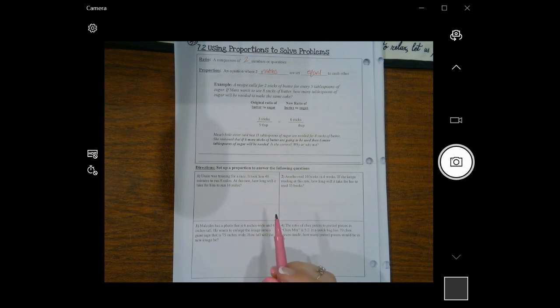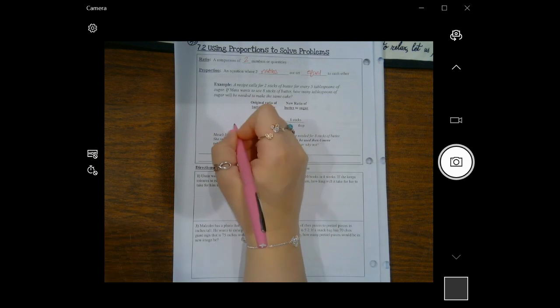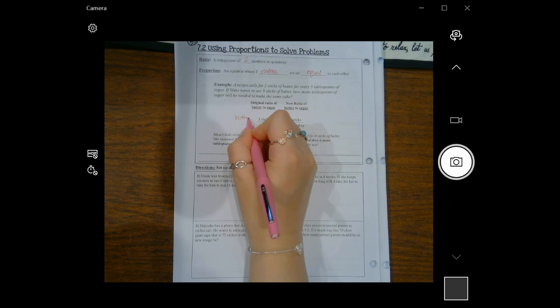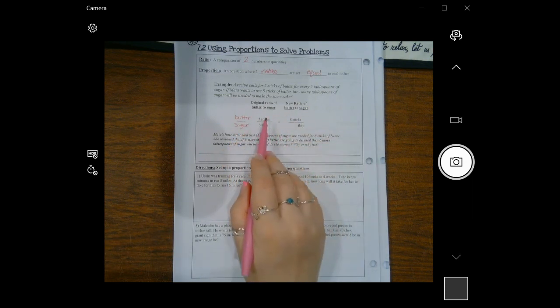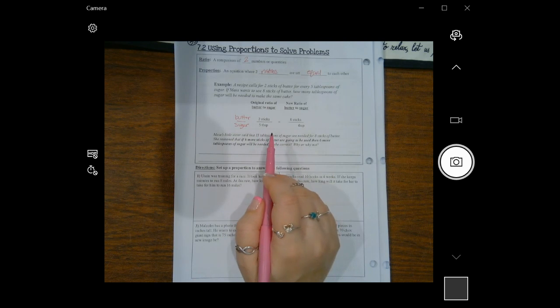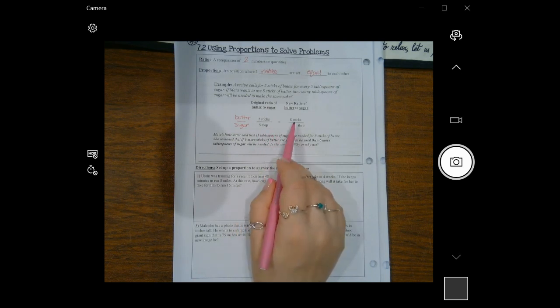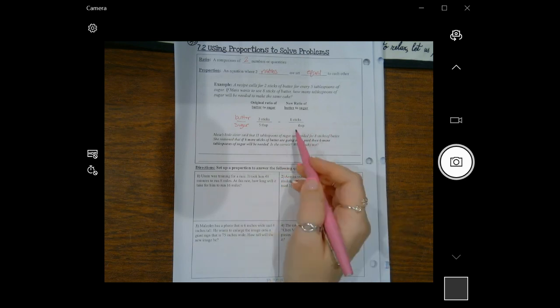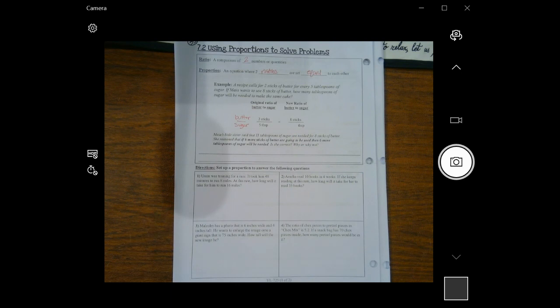So the first example says a recipe calls for 2 sticks of butter for every 5 tablespoons of sugar. So we are going to do the ratio of butter to sugar. Initially it said the recipe calls for 2 sticks of butter for every 5 tablespoons of sugar. But then, what if instead Maya wants to do 8 sticks of butter? Then how many tablespoons of sugar is she going to need? That's what we're going to try to figure out.